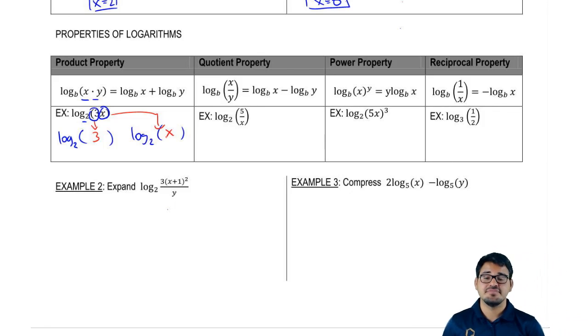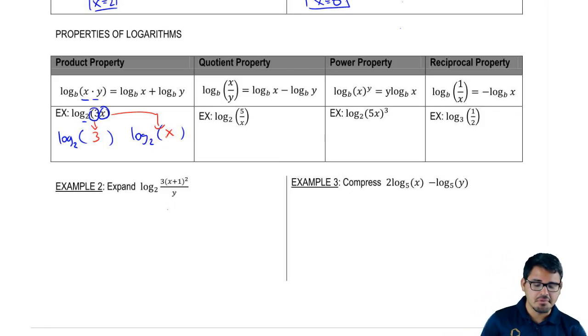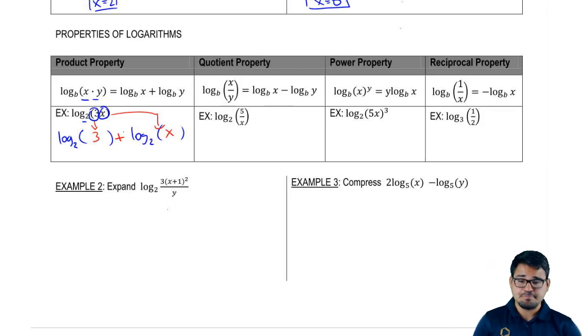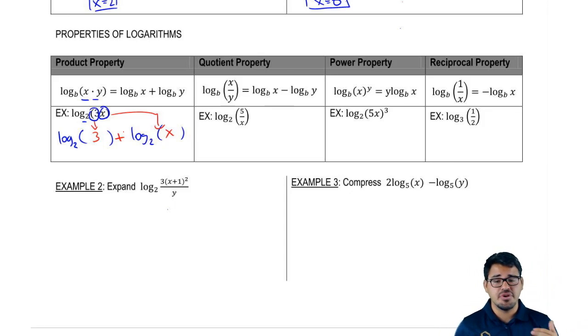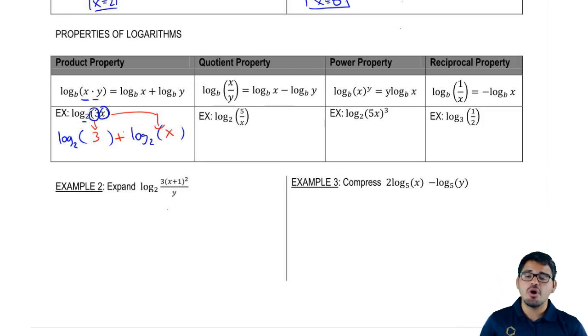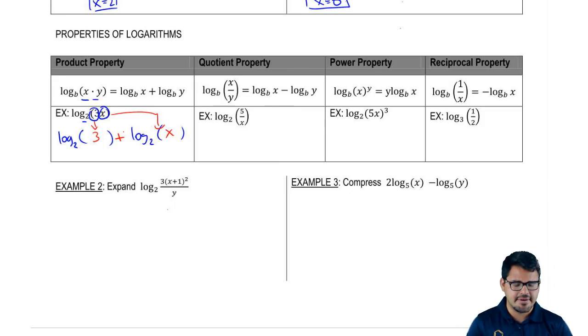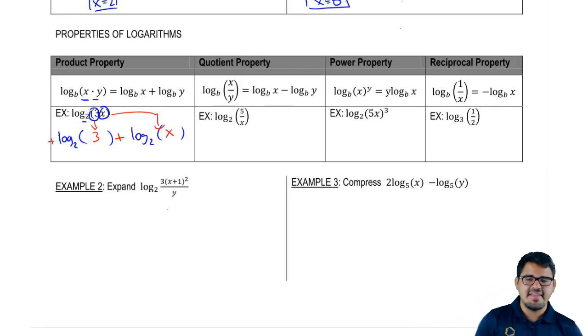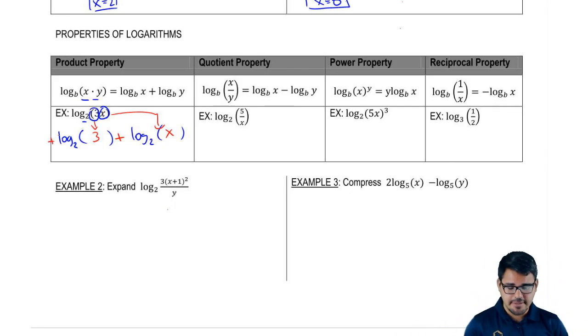Now what's next? The signs. When they're multiplying, they're adding. But I also like to look at it another way: whenever they're on top, meaning in the numerator when you have a fraction, they're always going to get a positive. So whenever we have 3 and x, they're both in the numerator if this were a fraction, so they're both technically getting a plus in the front. That's another way of looking at adding.